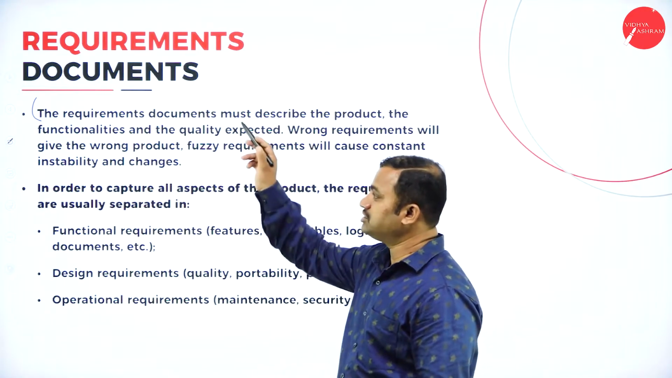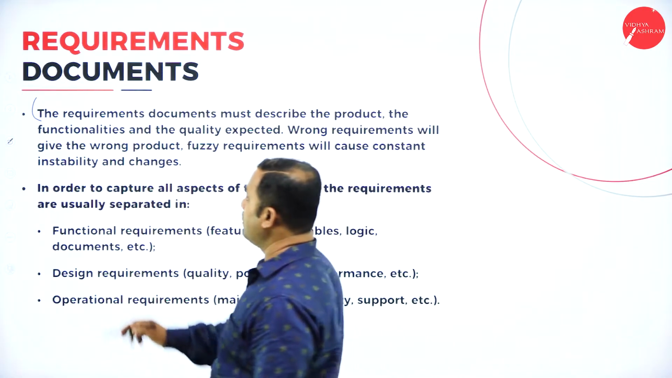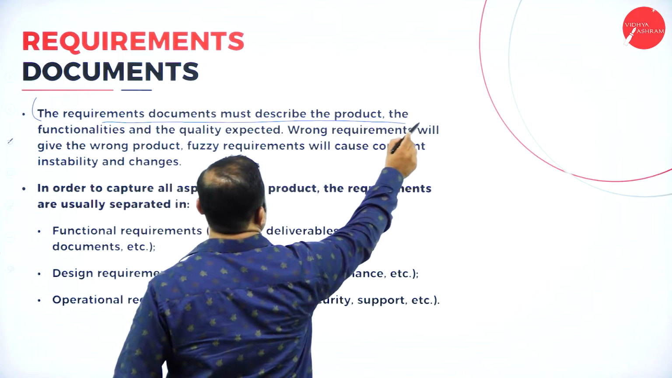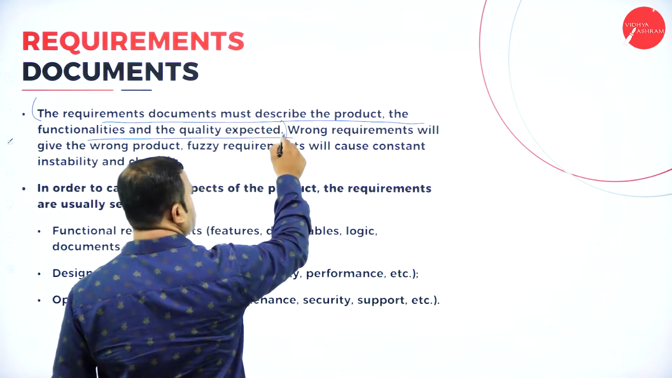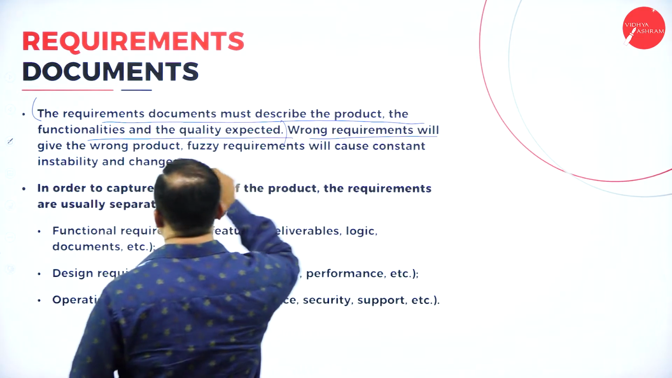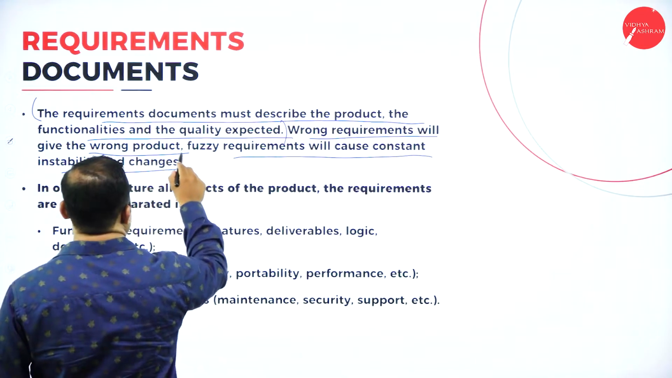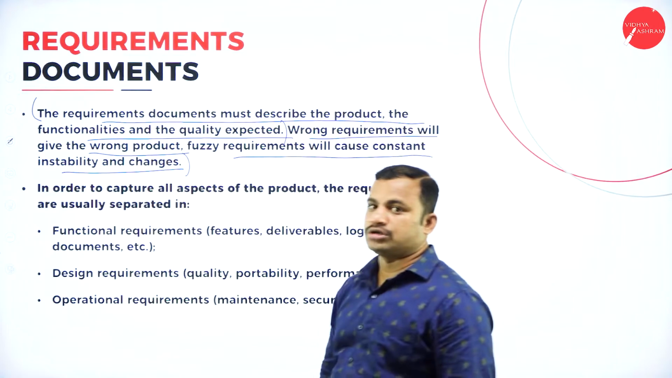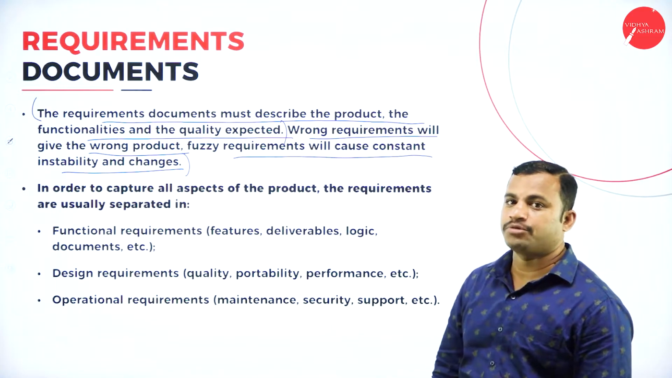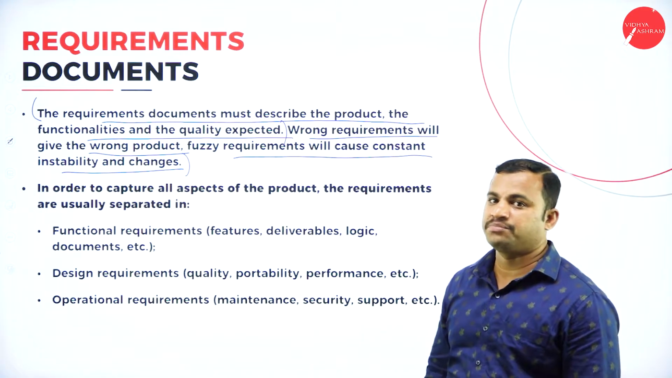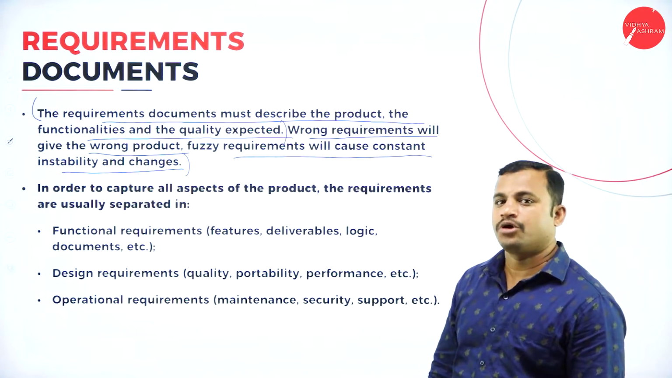Regarding requirements engineering documents, at the time of requirements analysis, how are the documents to be prepared? The requirements documents must describe the product, the functionalities and the qualities expected, which is going to be developed. The wrong requirements will give the wrong product. Fuzzy requirements will cause constant instability and changes. That means if you do the plan properly and the documentation properly, then the product will be perfect and delivered to the client. Otherwise, that leads to an improper product.